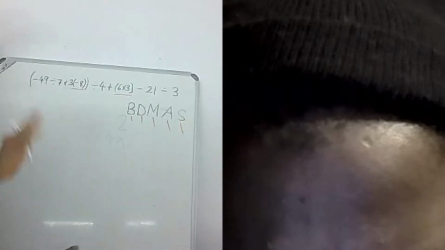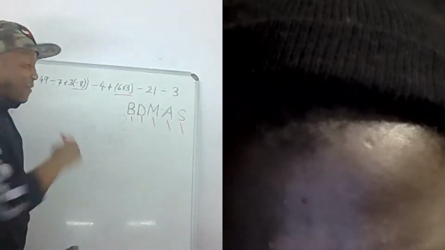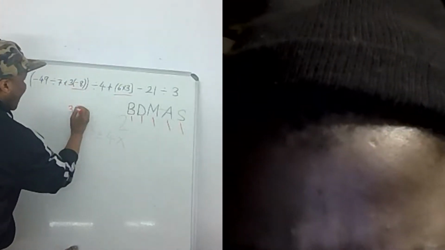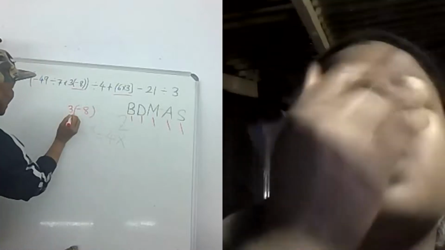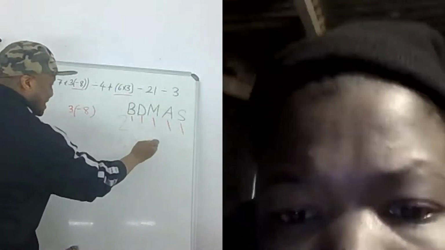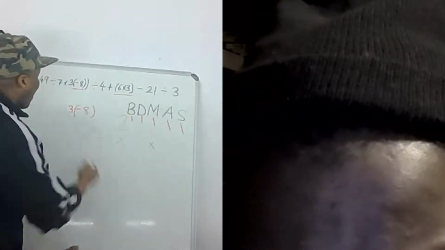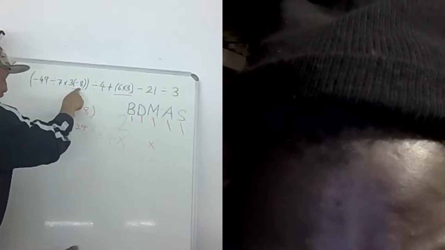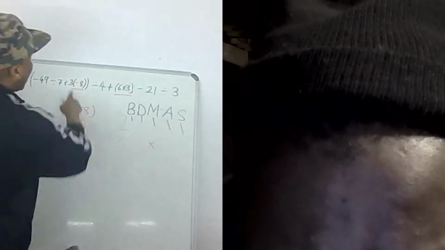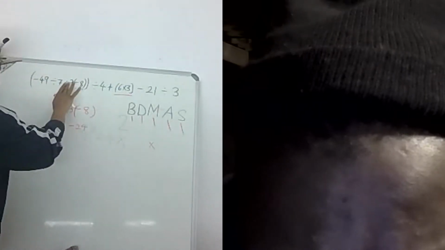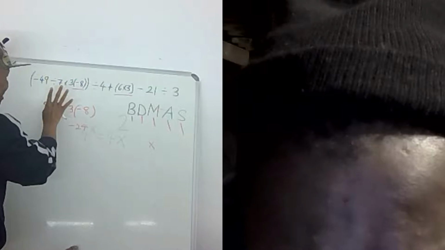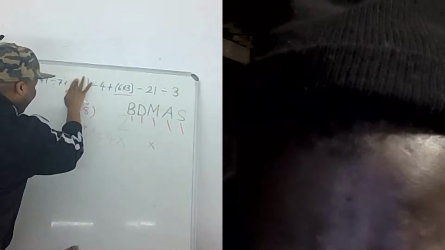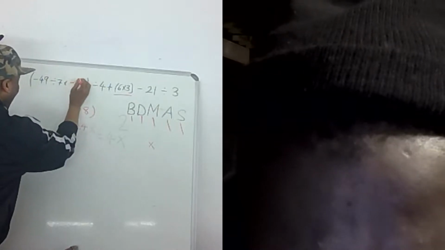So negative 49, everything is going to stay the same, only I'm going to replace the bracket. Now 3 times negative 8, because whenever there's a bracket, it means multiplication, or times. 3 times negative 8 equals negative 24, you can plug it in a calculator. So I'm going to replace these with negative 24, and everything else stays in position.